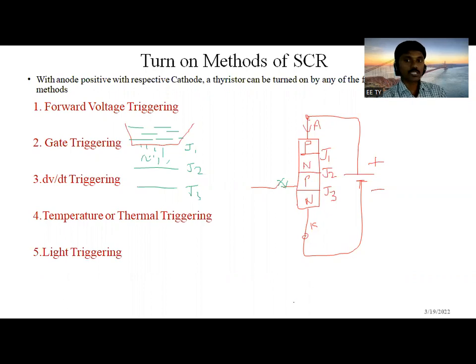So junction J2 also becomes forward biased. When it becomes forward biased, the current flows through the device, so it will act as a closed switch. When the current is flowing from anode to cathode, positive anode, negative cathode, the current flows this way.